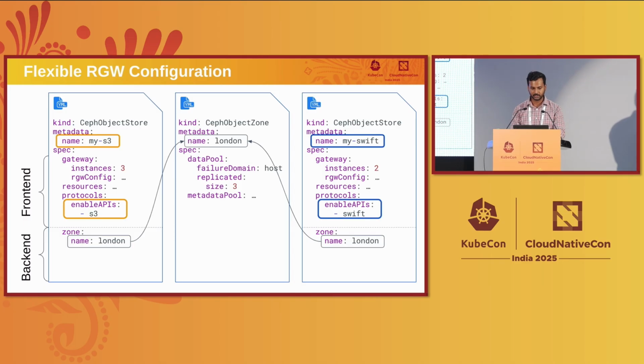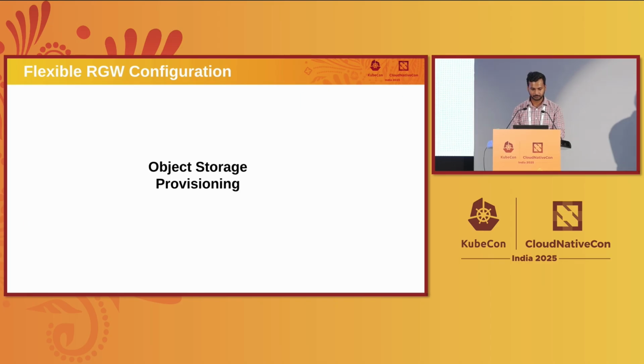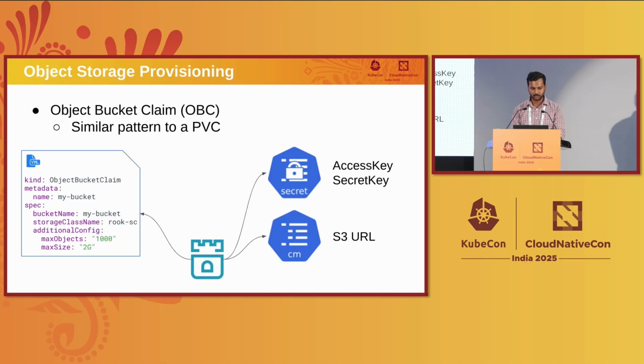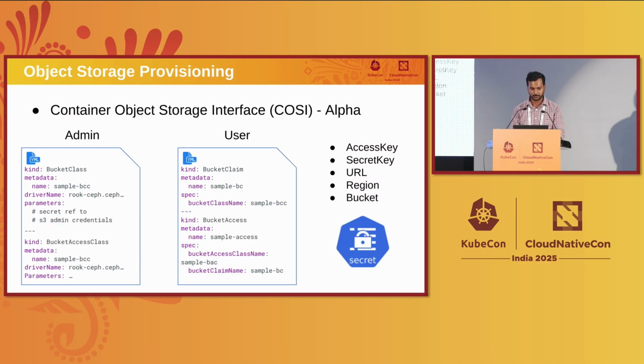So that is how we can also deploy the Ceph object store using the Ceph object zones. There are 2 ways to provision the volumes. The first one is similar to PVCs, using the object bucket claims and object bucket claim classes. We will be creating the object bucket claim using the object bucket class, which is called Rook SC here. An object bucket will be created, similar to a PV, and we will also have an access key and secret and S3 URL to access it, created by the Rook.